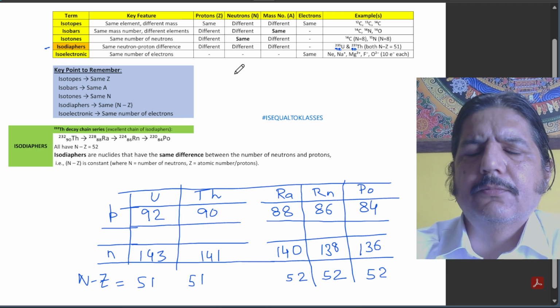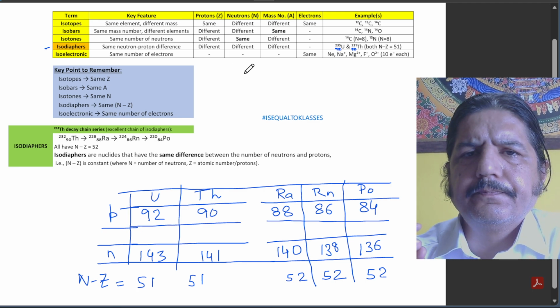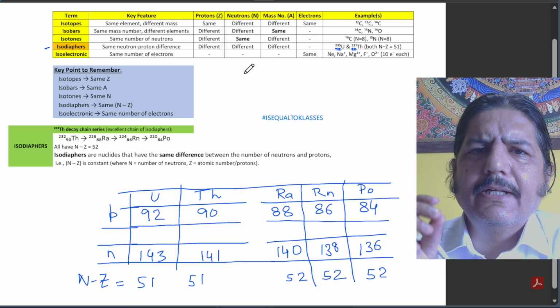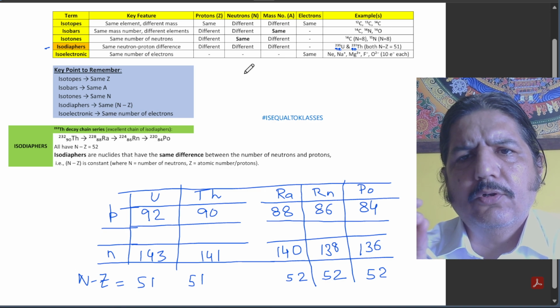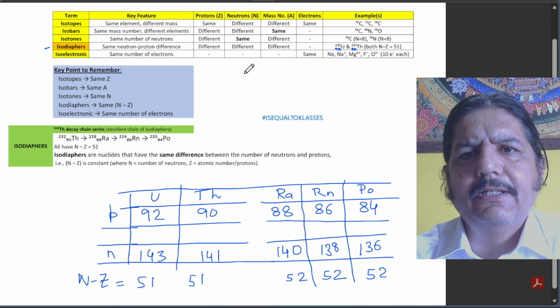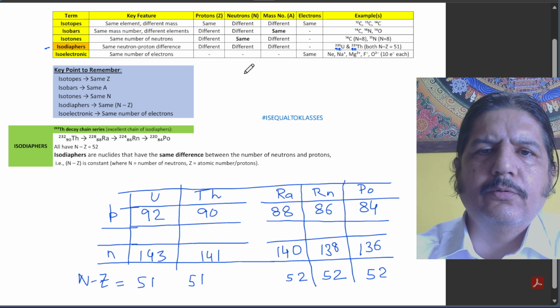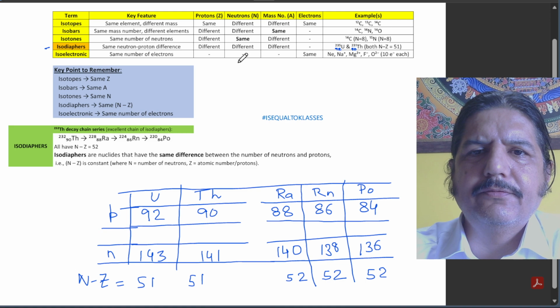So, isotopes are something where the proton number is the same, the neutrons are different, and consequently, the mass number is different, and the electrons are the same. So, let's try to understand this with the example that I have taken.